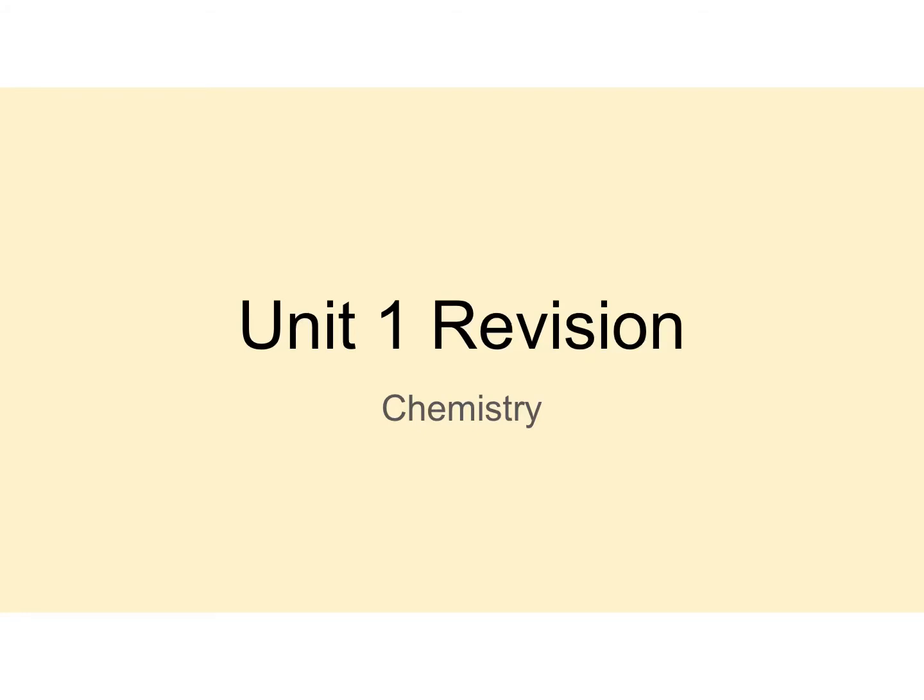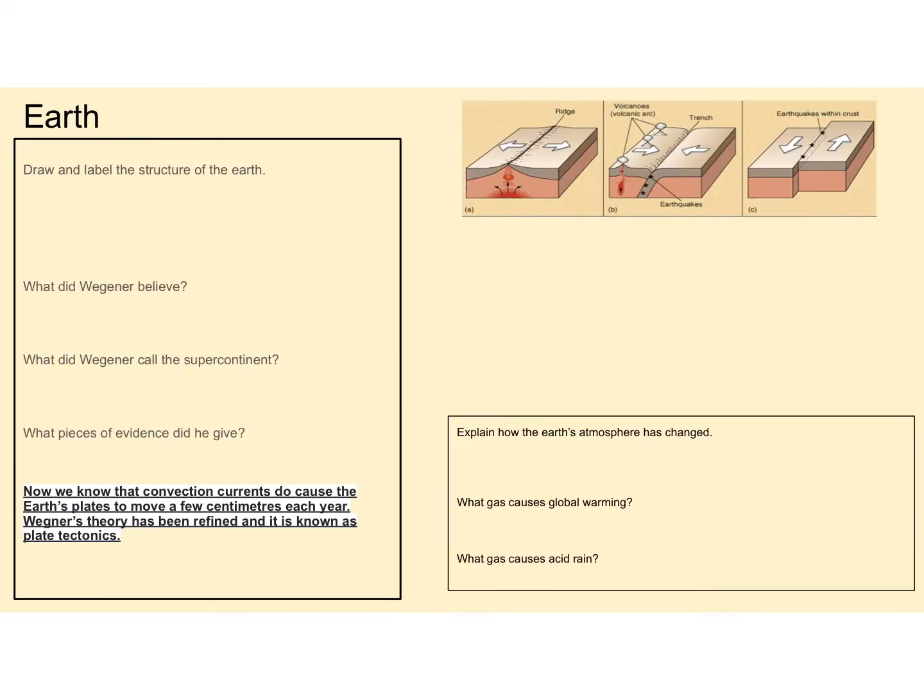Okay, so this is the chemistry section of the Unit 1 Applied Science revision. So the first kind of questions they might ask you are all about the Earth. Okay, what I'd like you to do now is pause the video, have a go answering the questions on your sheet or on a bit of work paper that you've got, and then I'll run through the answers on the next slide.